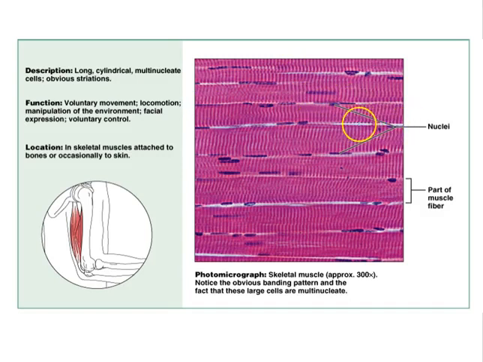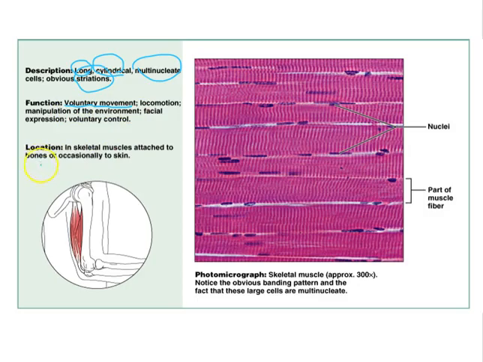Look at each of these cells, which are long, and multinucleated, and the nucleus is going to be found under their plasma membrane. So the cells are long, cylindrical, multinucleated, and they have obvious striations. They're going to be under our conscious control, so they make voluntary movement.